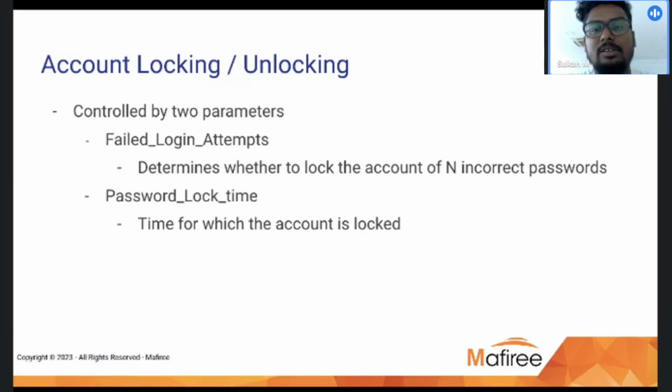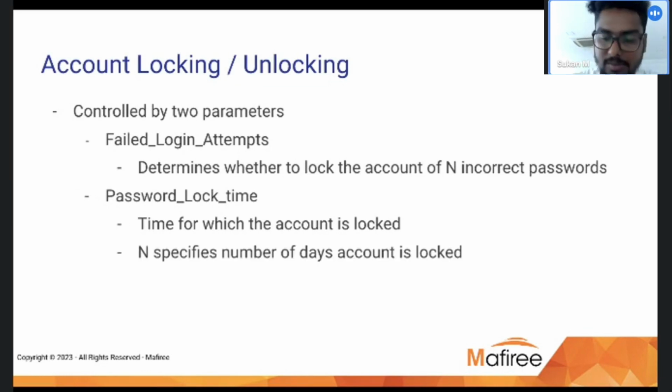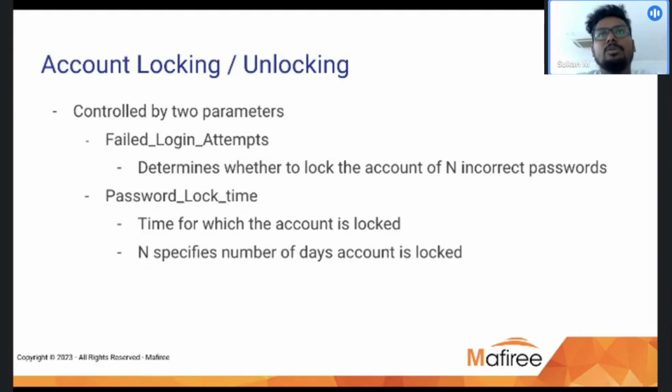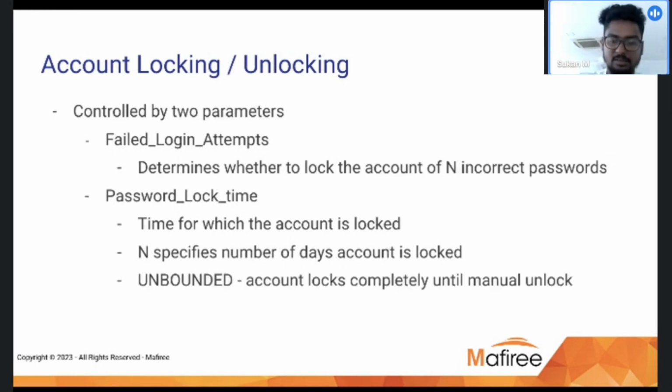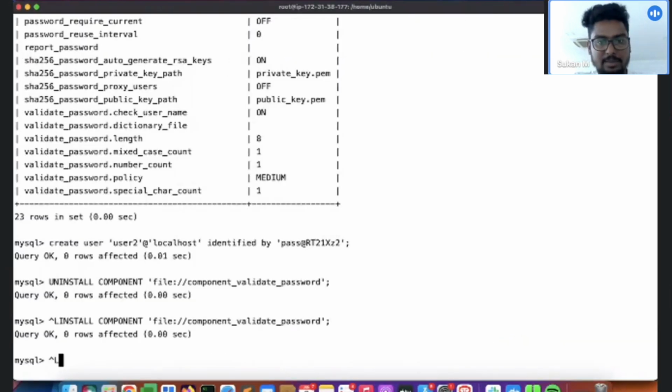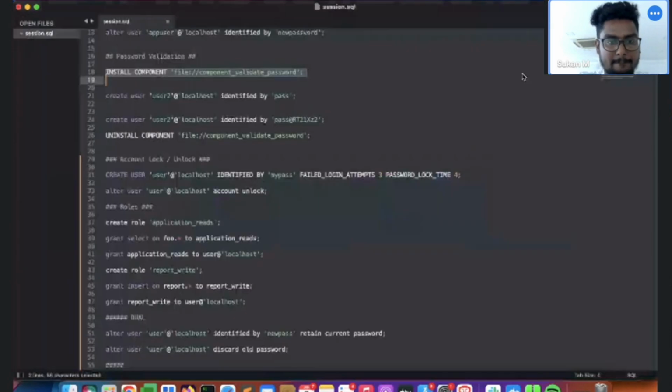So failed login attempts are how many times MySQL will wait before I lock the account, and the password lock time is the duration for which I need to lock this account. In failed login attempts, N specifies the number of incorrect passwords it can accept. For password lock time, N specifies the number of days the account is locked. Like if we give 2, the account will be locked for 2 days. And if we set it to unbounded, the account is locked permanently until you manually unlock it. So we'll see a demo.